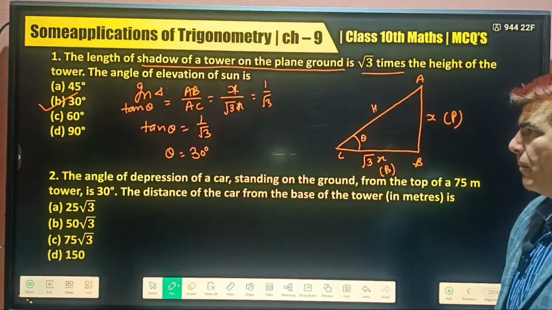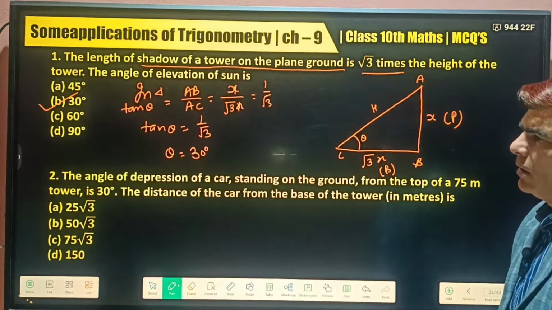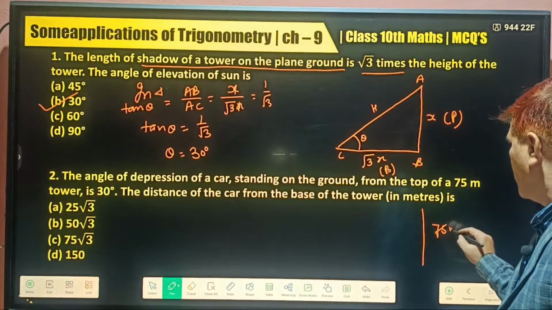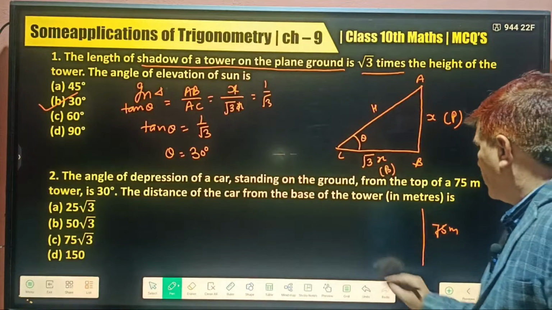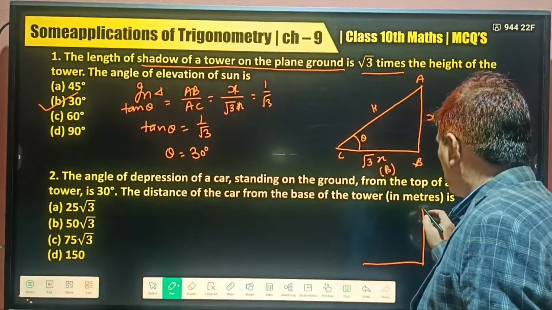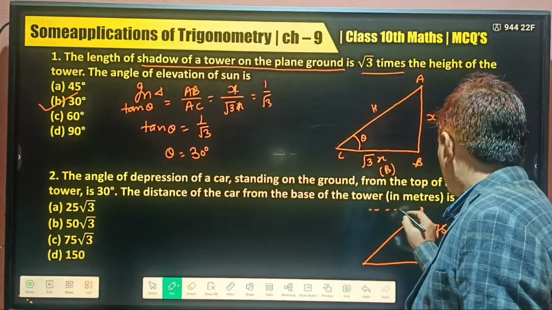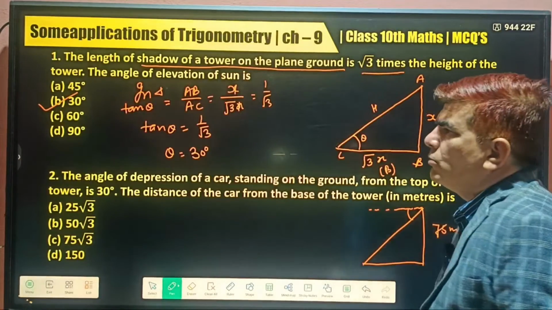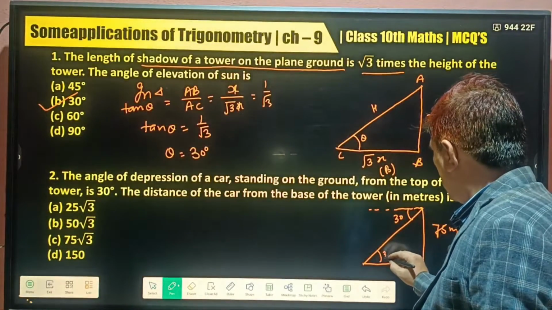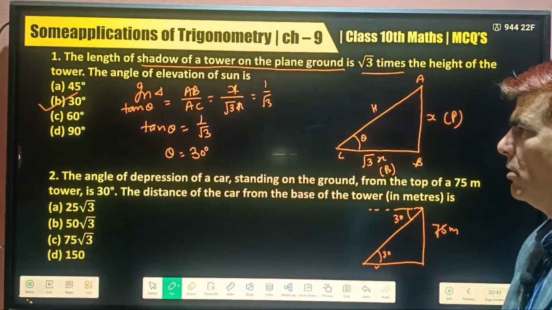Now, the angle of depression of a car standing on the ground from the top of a 75-meter-high tower is this. This is the tower whose height is 75 meters. Try to understand this. This is the car, and someone is looking from here, so this angle is formed. This angle is 30 degree, so this is also 30. This line is parallel to this, so alternate interior angles are equal.